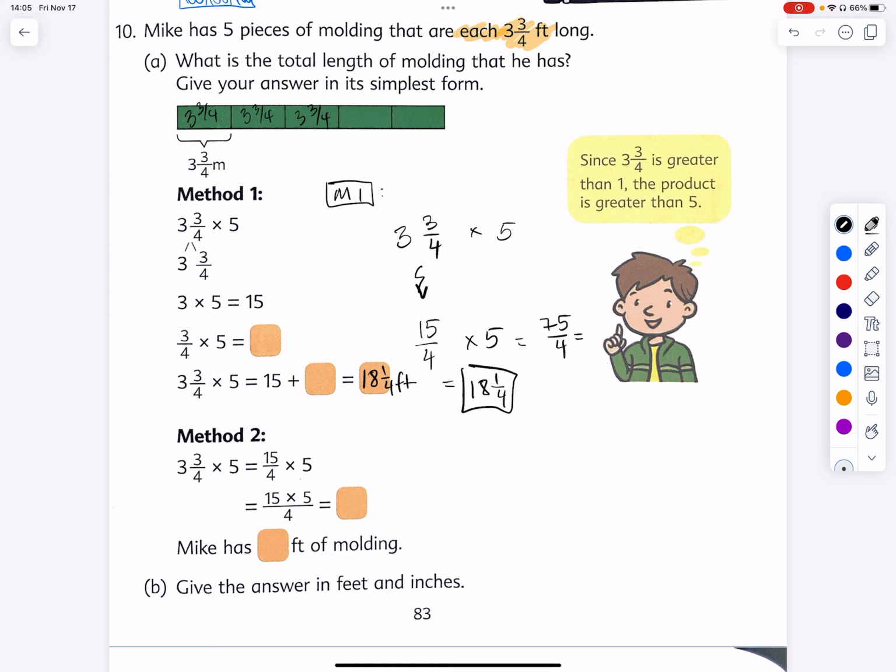My friends, this method I would call convert mixed number into improper fraction. Okay? That's one method.